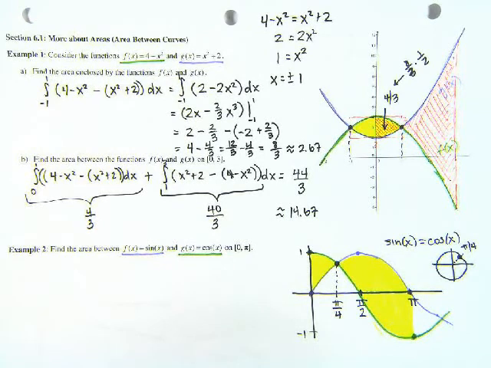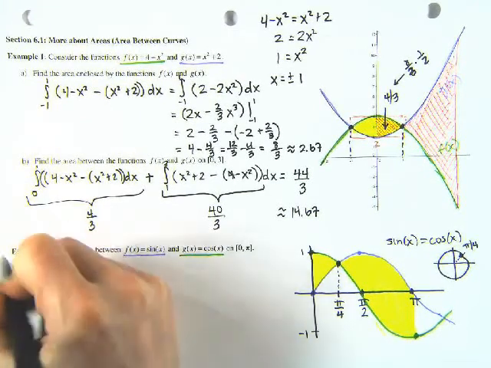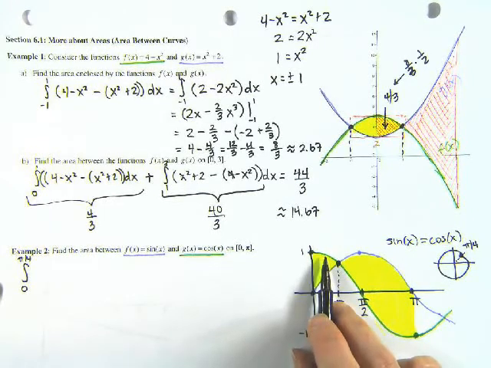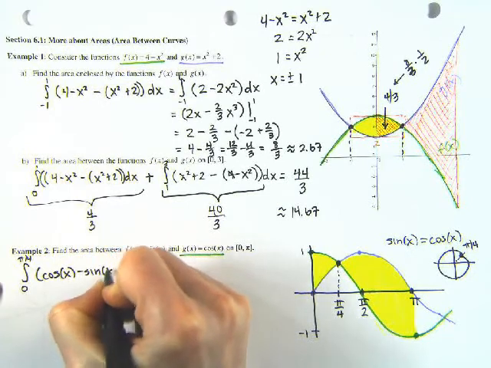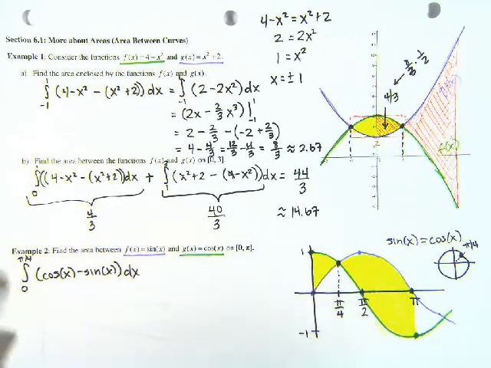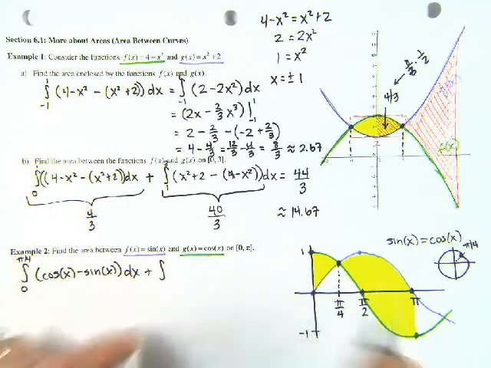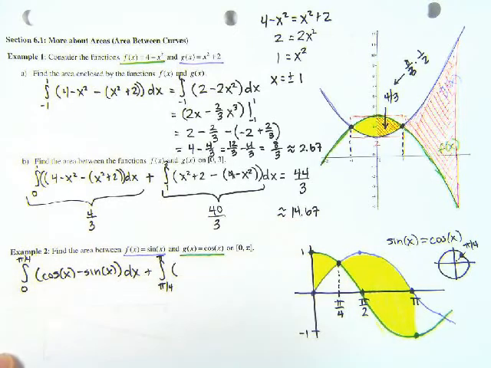That's where we're going to be breaking the integral up into two pieces. So we'd have the integral from 0 to pi over 4. That's our first interval for the region. The cosine curve is on top in this case, so we'd have cosine x minus sine x dx. And then we'd add the integral from pi over 4 to pi. But now sine is on top and cosine's on bottom.